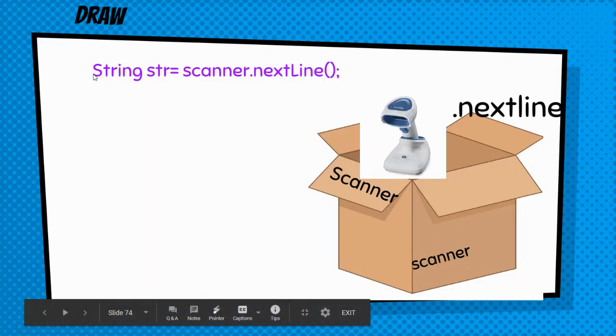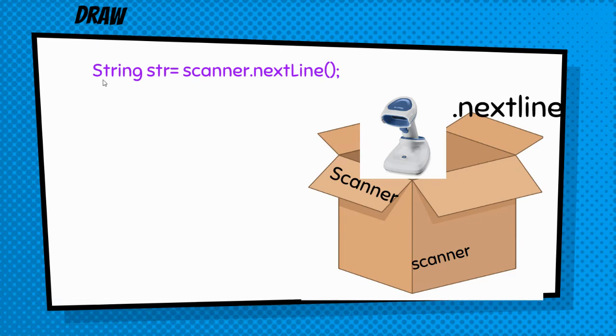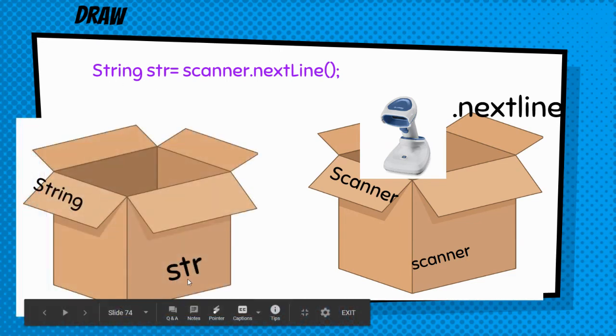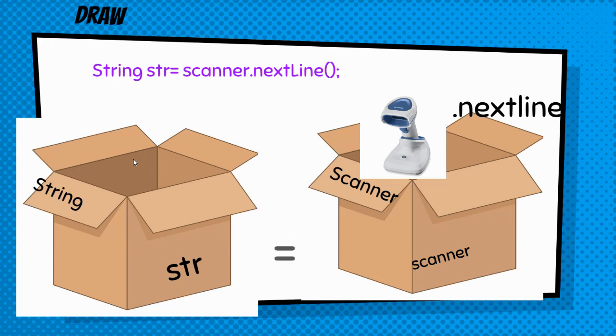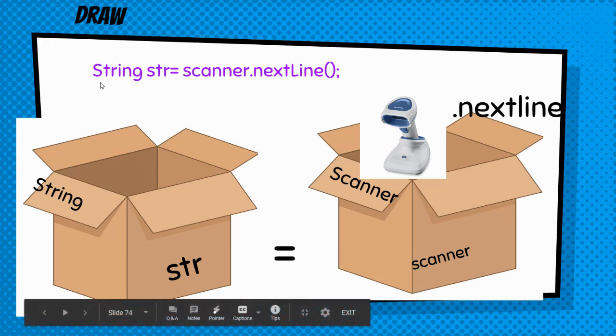All right, so here's what this code does. You already have this, right? You have a box called scanner holding your scanner. So we already have this. And now we're saying string. What we're doing is creating a box in the RAM called str, and the only thing that can go into it is a string object. When we say string, it's an empty box. And then we say it equals, we're going to put something in the box.